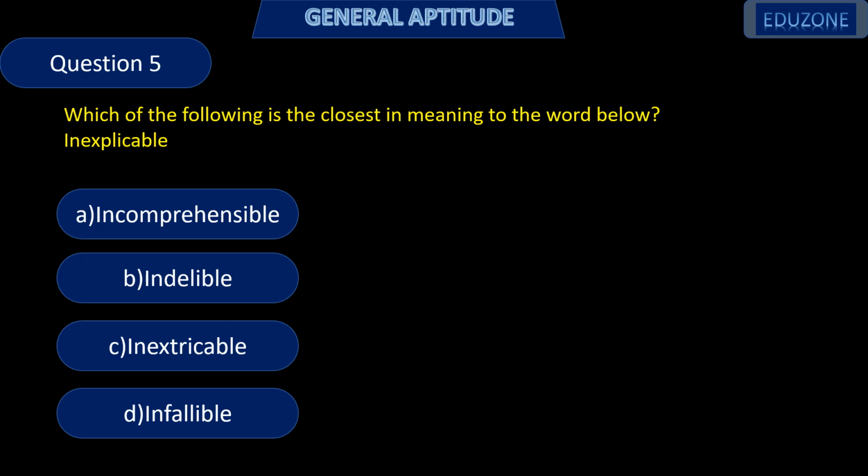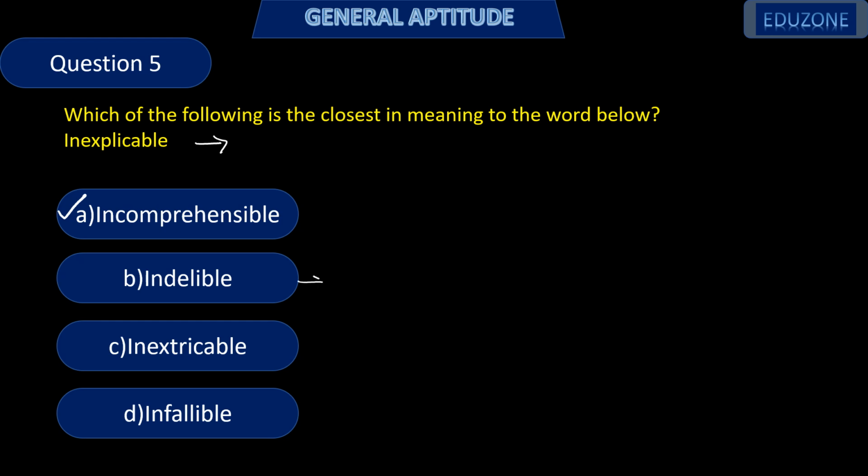Which of the following is the closest in meaning to the word below? Inexplicable. Inexplicable means something that cannot be explained or cannot be understood. And the similar word is incomprehensible. Incomprehensible means something impossible to understand.